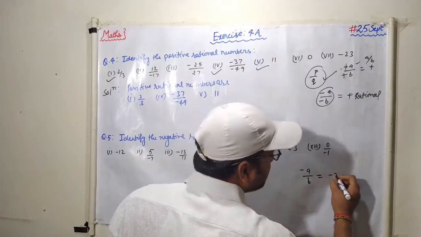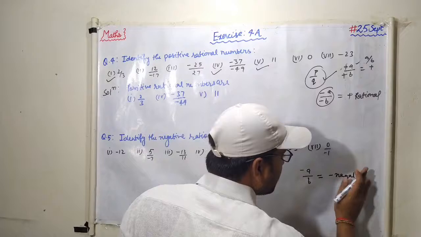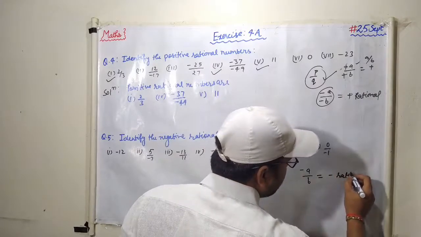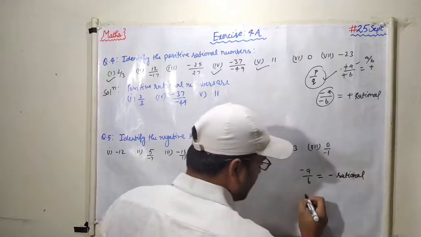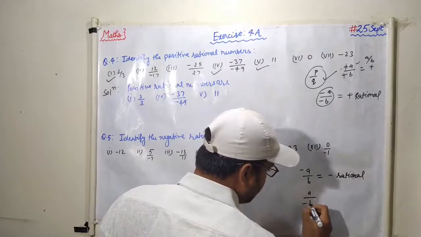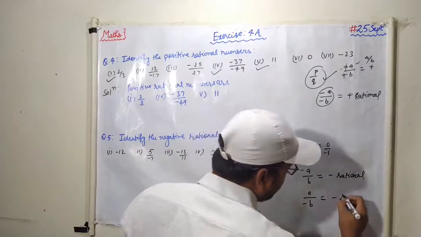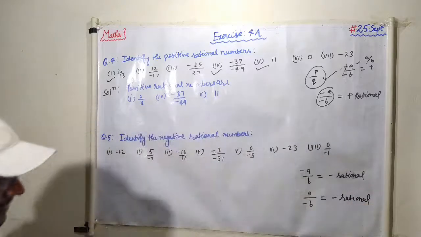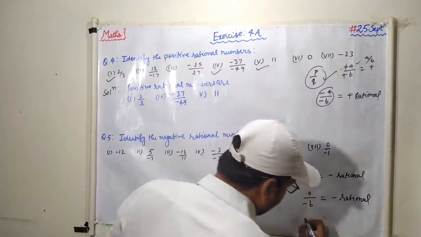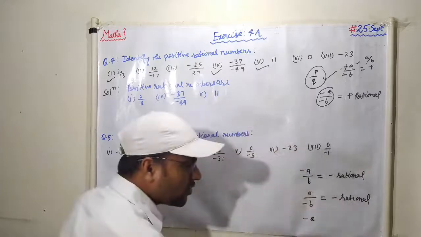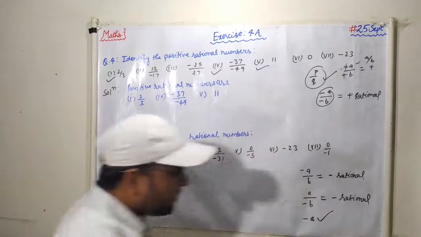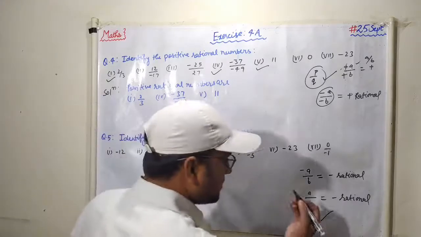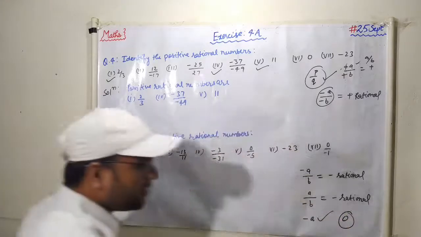For rational numbers, if either the numerator or the denominator contains a negative sign, like minus a upon b, then it is a negative rational number. If a upon minus b, then it is also a negative rational number, students. Or if it is written as minus a only, then it is also a negative rational number, except 0. 0 is neither positive nor negative.